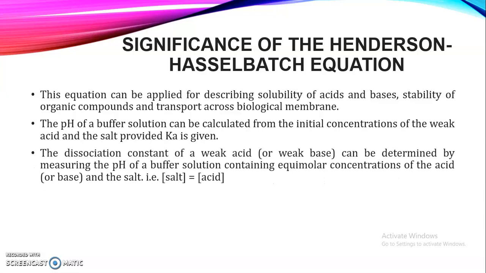The dissociation constant of a weak acid or a weak base can be determined by measuring the pH of that particular buffer solution containing the equimolar concentration of the acid and the salt. And when the concentration of salt is equal to concentration of acid, then pH is equal to pKa plus log concentration of salt divided by concentration of acid, and pOH is equal to pKb plus log concentration of salt upon concentration of base.